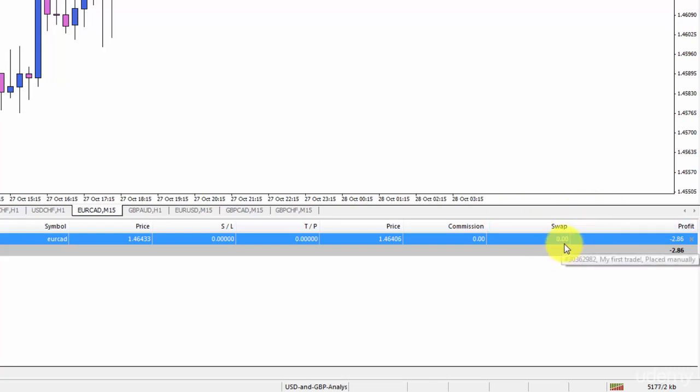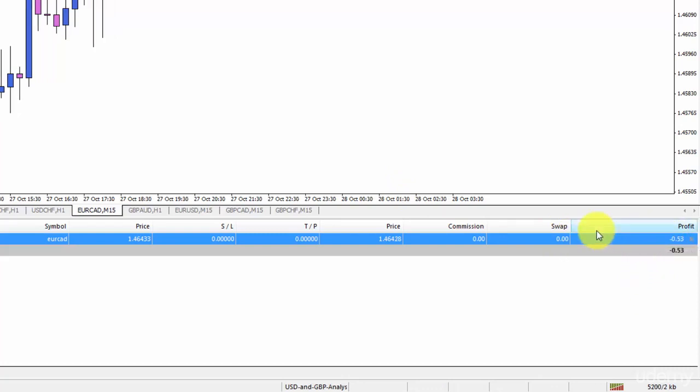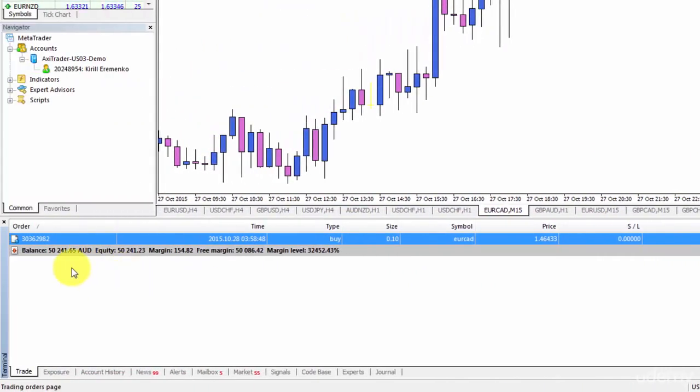It depends on the interest rates in the two different governments that the currencies belong to, or the different countries, and your current profit. So that is your real lifetime profit. So it is taking into account your margin and your equity. Your balance is how much money you have on your account. Your equity is your balance plus or minus whatever profit is here.